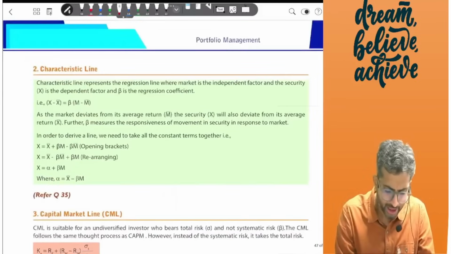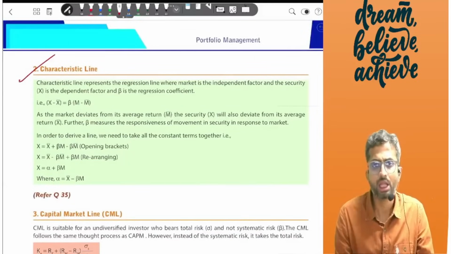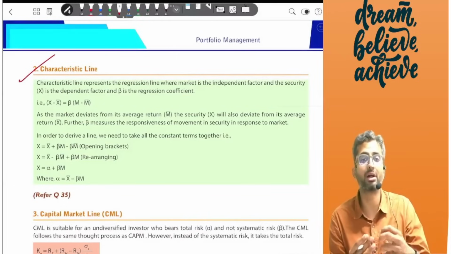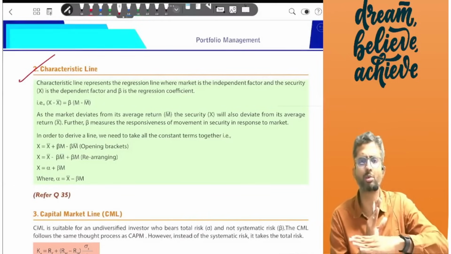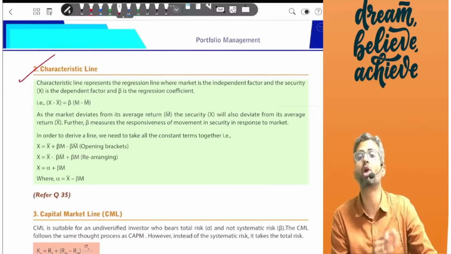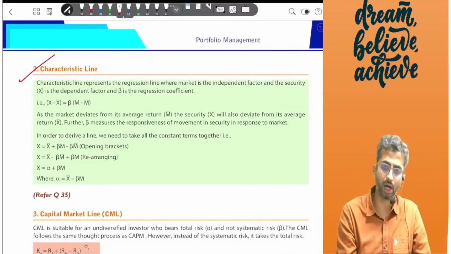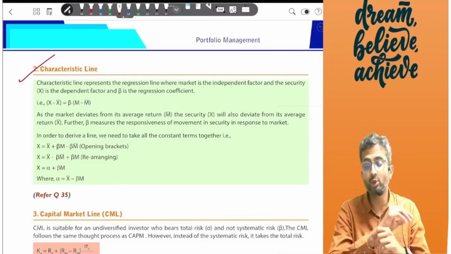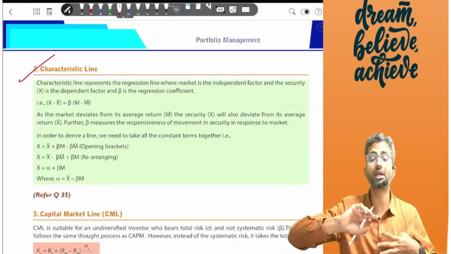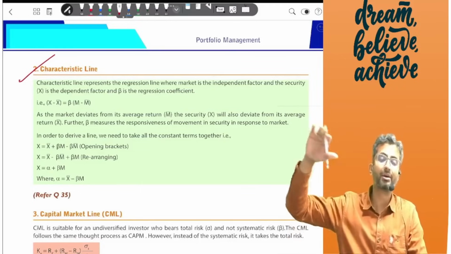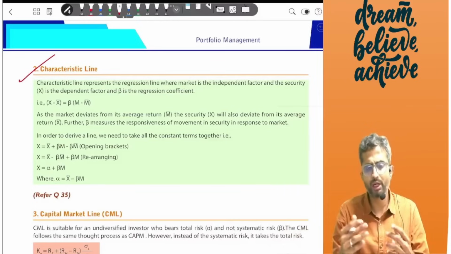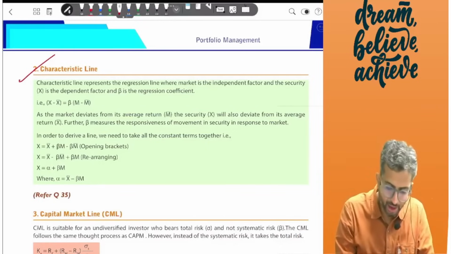Okay. Next, you have something called the characteristic line. In the characteristic line, you will have the characteristic of beta. So on one side you plot the return, on the other side you plot the market. So you will compare the security's return with that of the market. Here you will try to find what is called mathematically and statistically a line of best fit. So over here you will try to find a characteristic line.